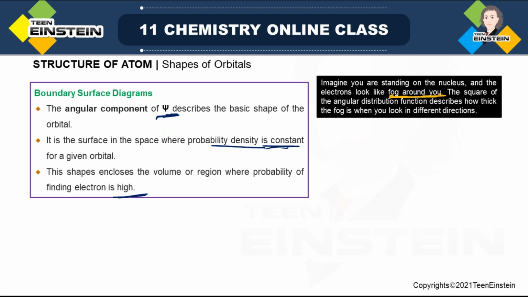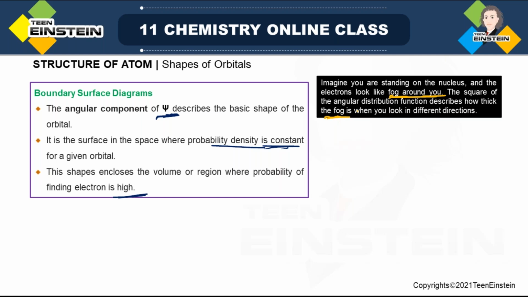Now the square of the angular distribution function, that is, the angular component of the wave function, its square, will basically denote how thick this fog of electron is when you look in different directions. So suppose you are looking in a particular direction and you see that the fog is very thin, and you look in another direction where the fog is very thick. Where it is maximum thick, that part will actually give you the idea of shape.